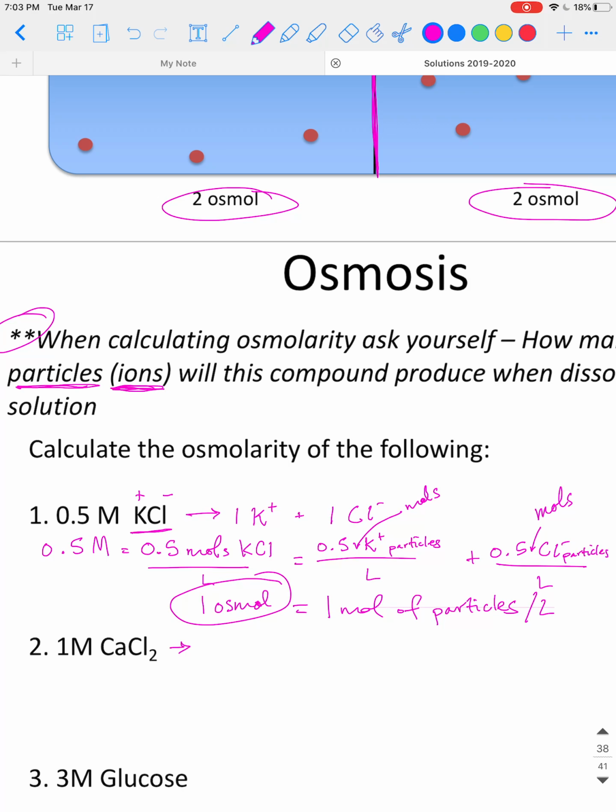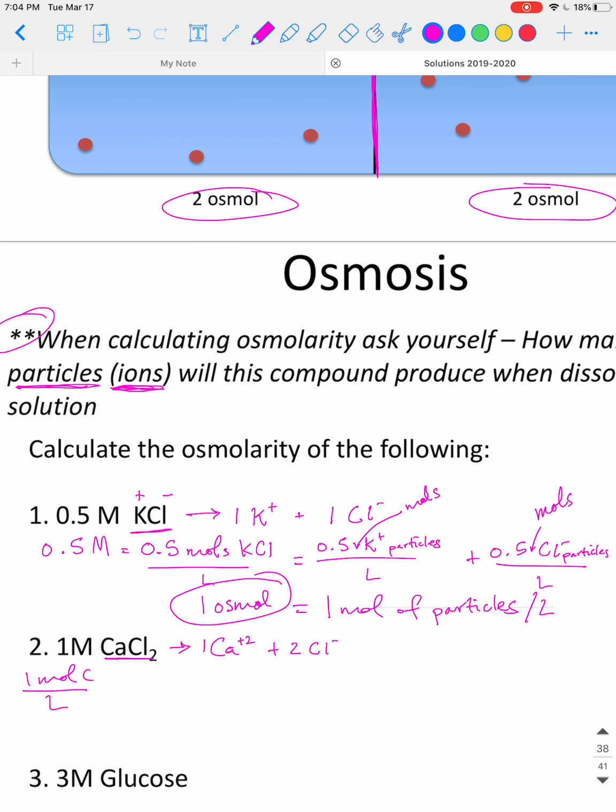All right, let's do the same thing with calcium chloride. If it breaks up into ions, if we have 1 molar, for every 1 molecule of calcium chloride, how many calcium cations and how many chloride anions would you get? We would get 1 calcium cation, and we will get 2 chloride anions.